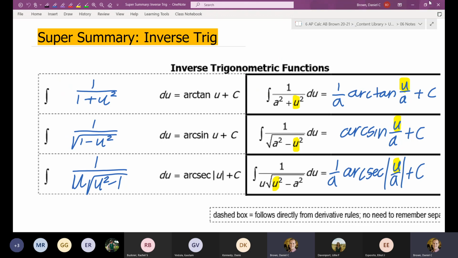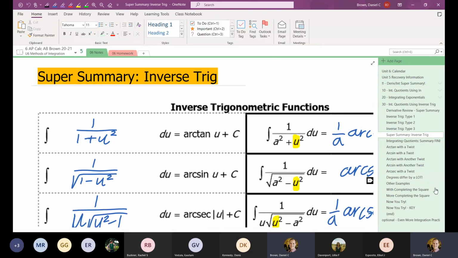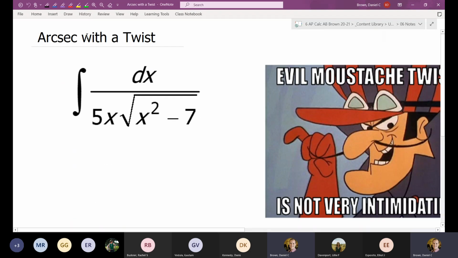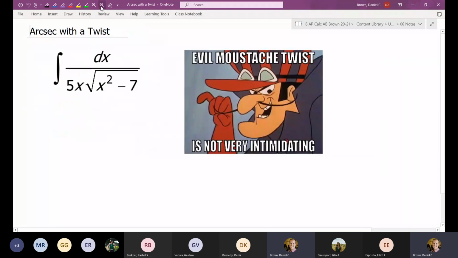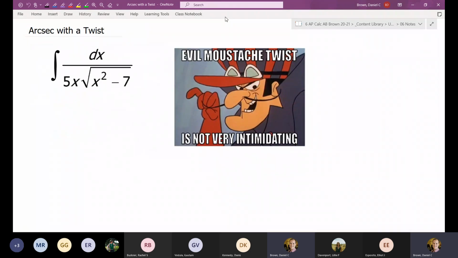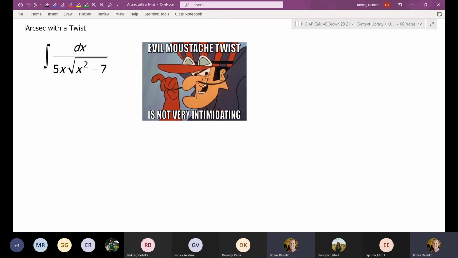We looked at some examples on Friday. The first example I didn't quite get to, if you're following along in OneNote, says arcsecant with a twist. So I want to do this one, and then we'll look at some of the other cases. I have the integral of dx over 5x times the square root of x squared minus 7. Let's first talk about how we know that this is going to be inverse trig.